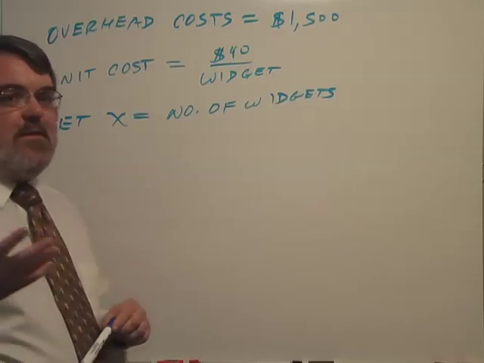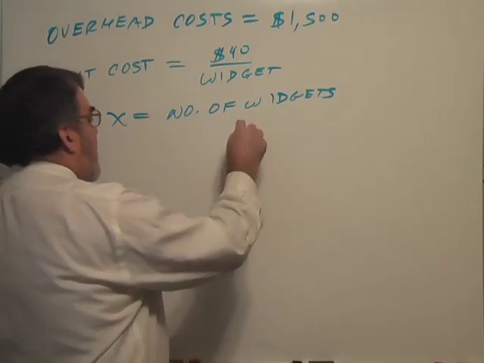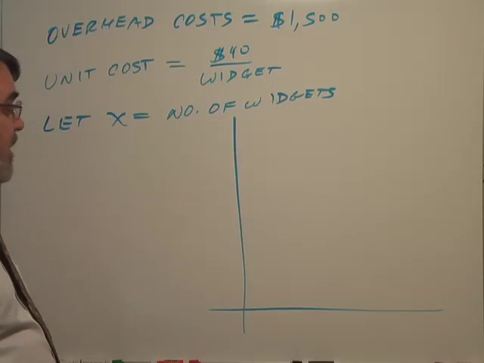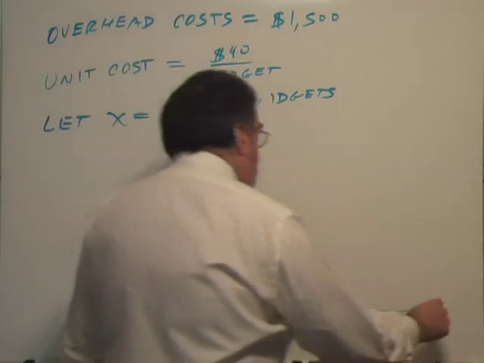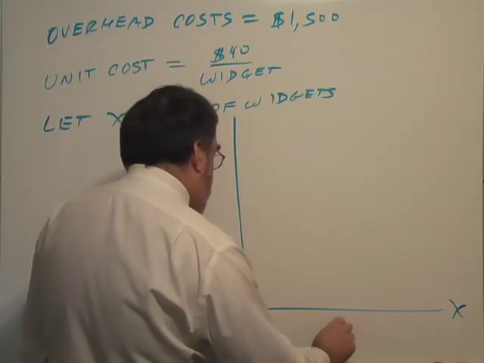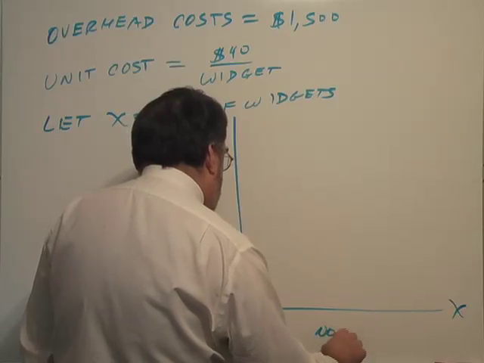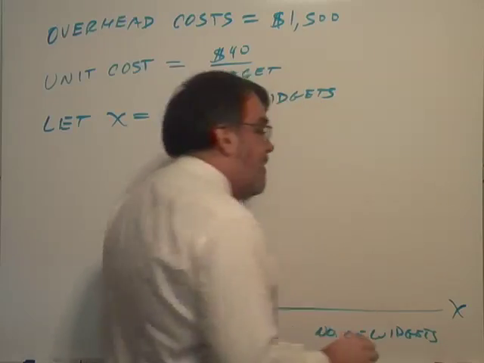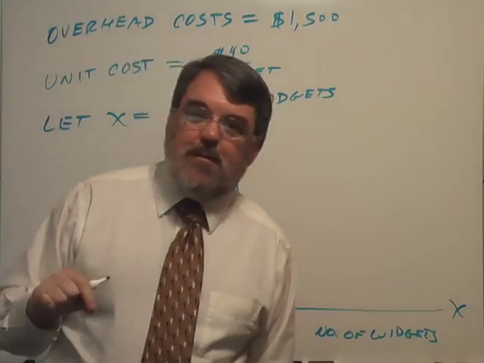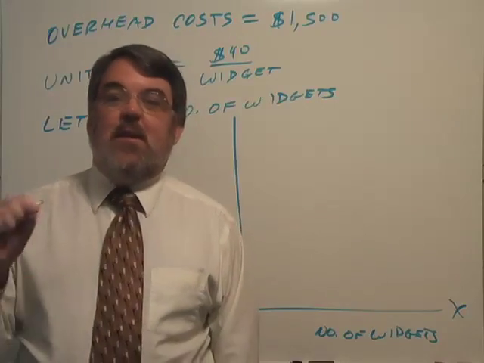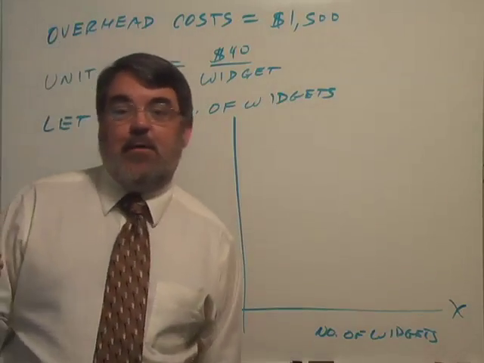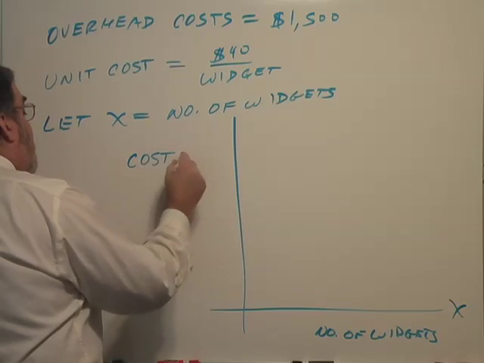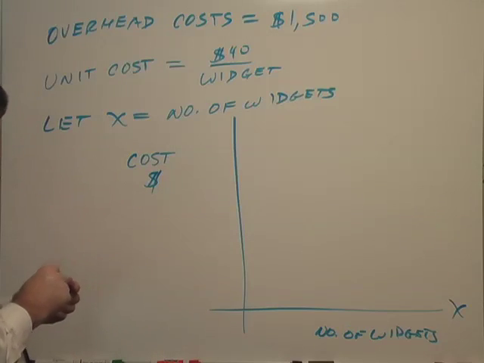Well, to get at this, let's look at the graph. We can graph this out. For my horizontal axis, I'll use x. X is the number of widgets. Number of widgets. And I'm going to think of that as my input. The input into my cost function is number of widgets. The output is going to be the cost, which is going to be measured in dollars. And so cost would be dollars.